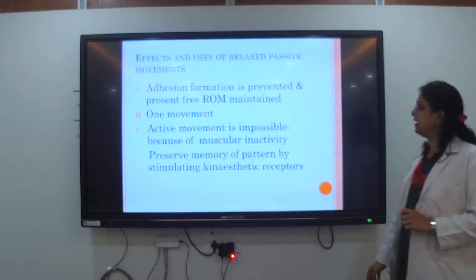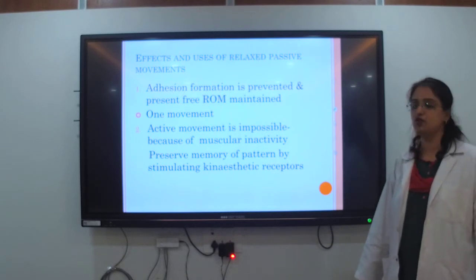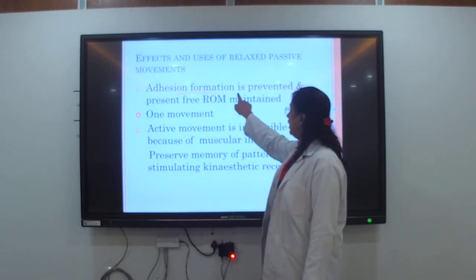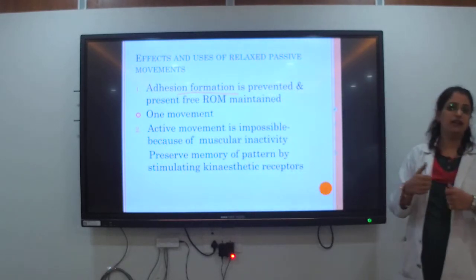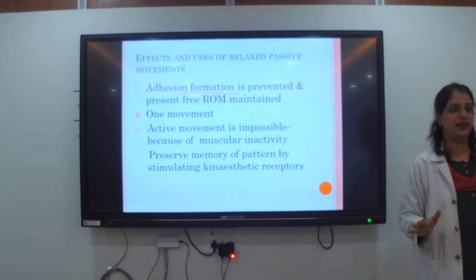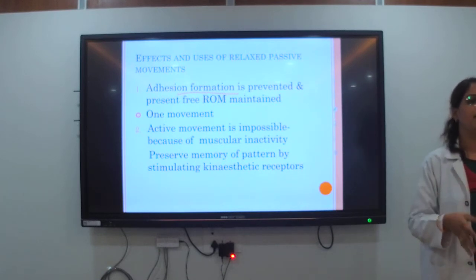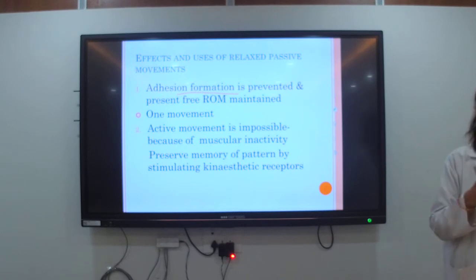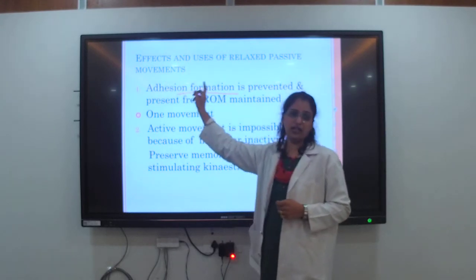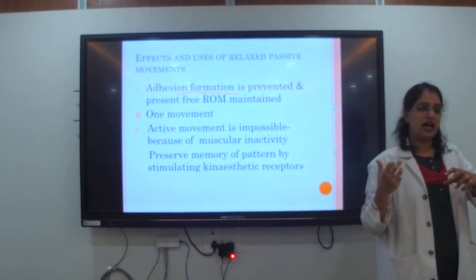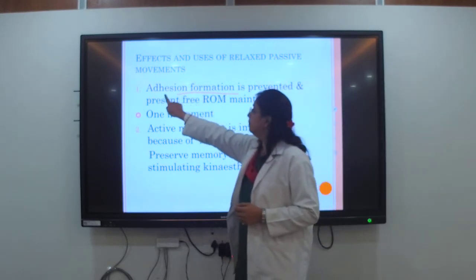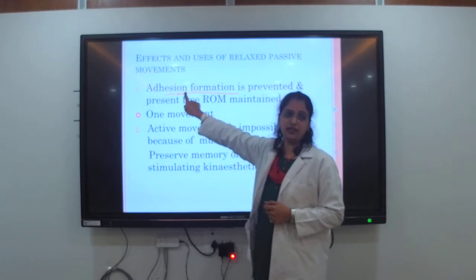Now we will see what are the effects and uses of this passive movement. This will break the adhesion formation. When you are giving passive movement, the patient is bedridden, and the limb is not moved for a week or for some time. As soon as you are moving the joint up and down, it will help to break this adhesion which is present in the joints.